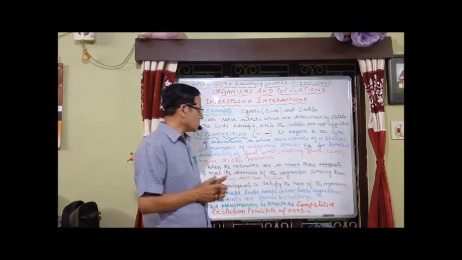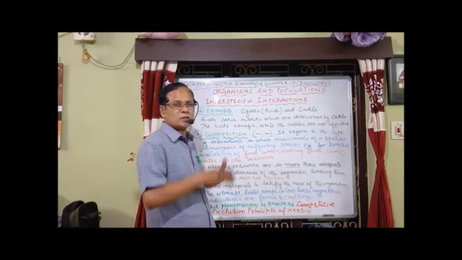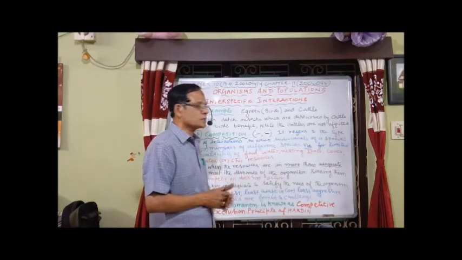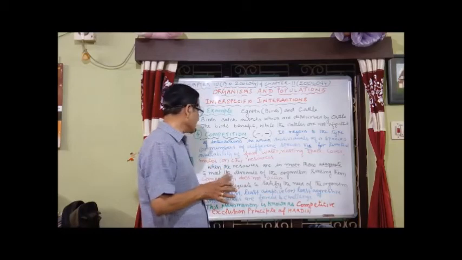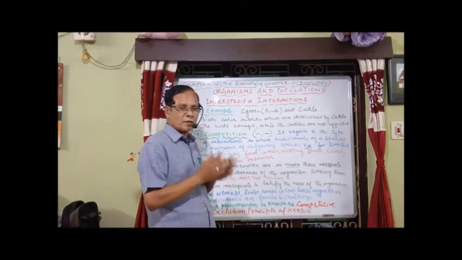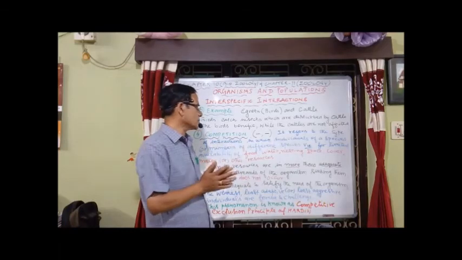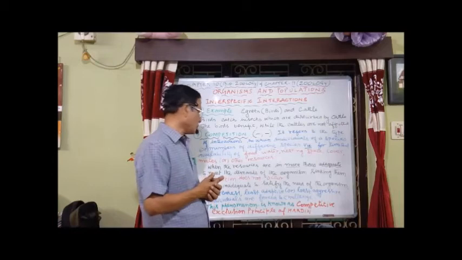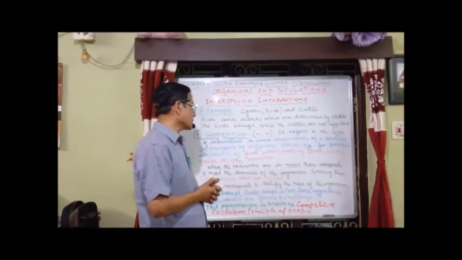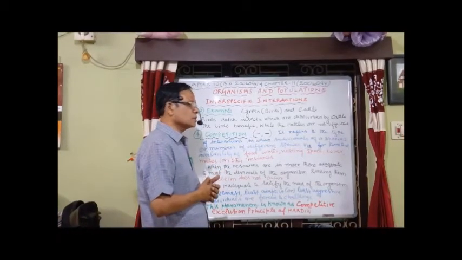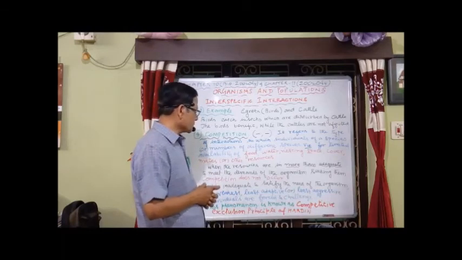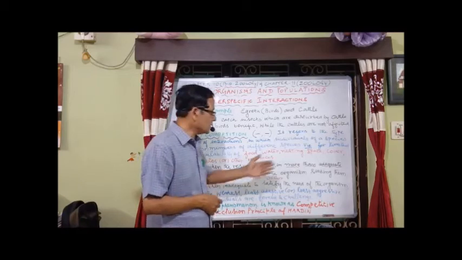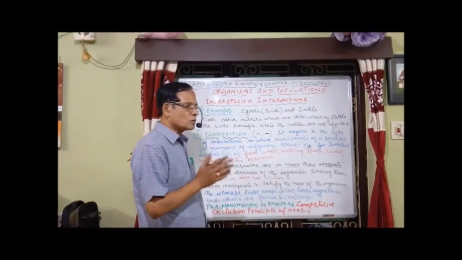Suppose the resources are more than adequate to meet the demands of the organisms seeking them. That is, competition does not occur. If the availability of food is more, there is no competition. So when you have resources at more than adequate level, competition does not occur. Suppose we have inadequate resources to satisfy the needs of the organisms, now what will happen?